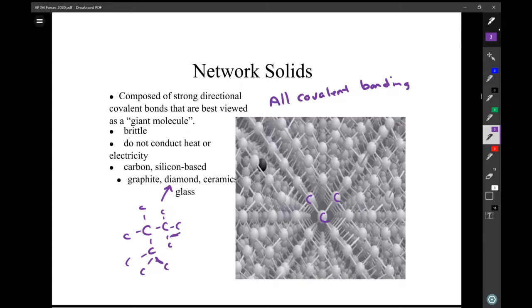So mainly carbon and silicon based. If you see a formula that has carbon or silicon in it, good bet that that is a network solid, because carbon and silicon both have those four bonding sites, so they can just build off each other like that. They do not conduct heat or electricity, because the electrons are all set in place there. They really can't vibrate as much or move around. So it's not a good heat or electricity conductor.